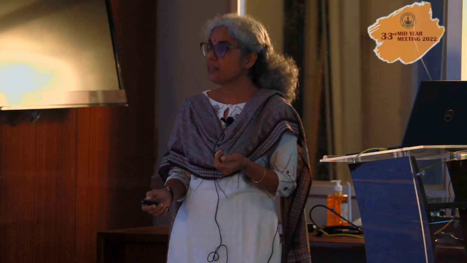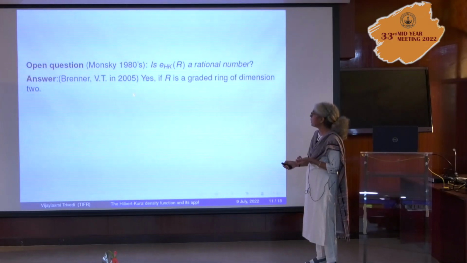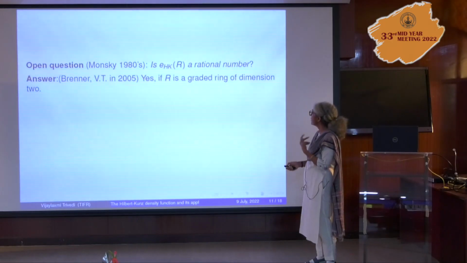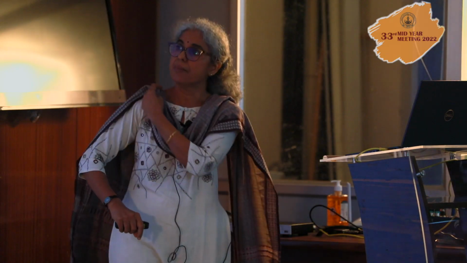So the thing that time when Monsky did, he asked the question, is EHK a rational number? He's asking very little, he's not saying is it an integer, he's saying is it a rational number. So this was 1980 and 2005 one answered, if R is a graded ring of dimension 2. Dimensions 0 and 1 are trivial, there is nothing new happening, but this is the first non-trivial case. So you can see the time gap actually.